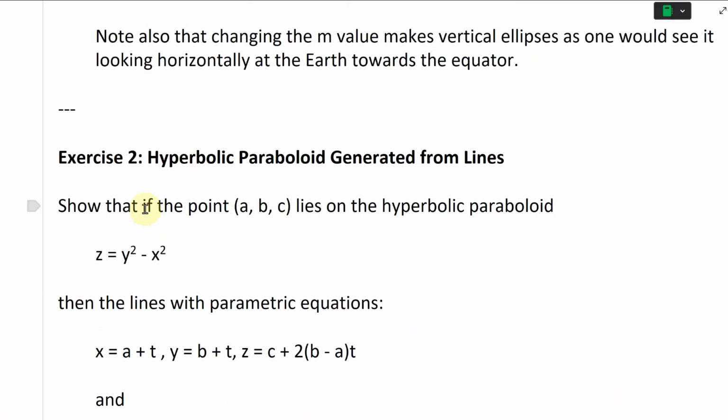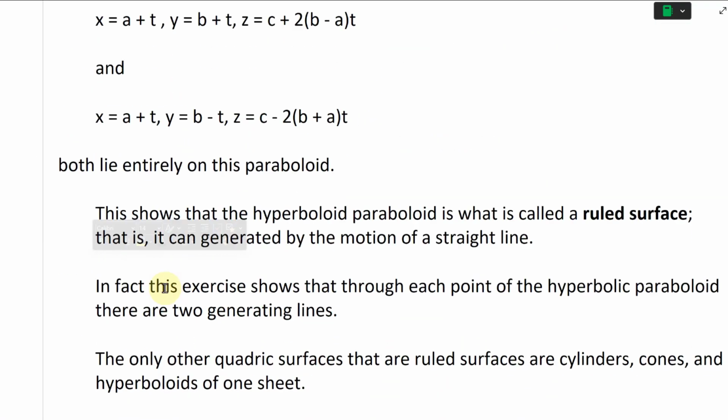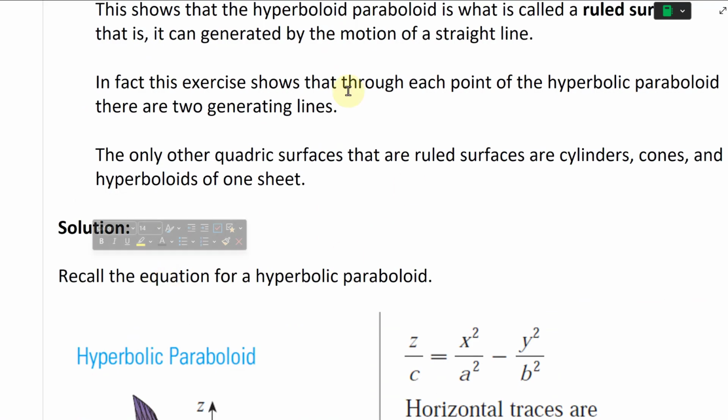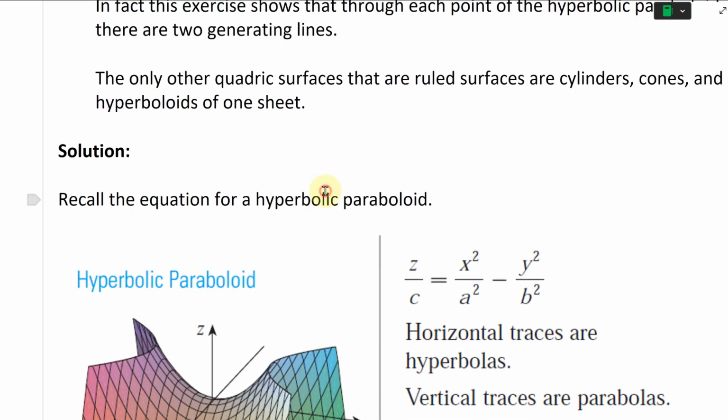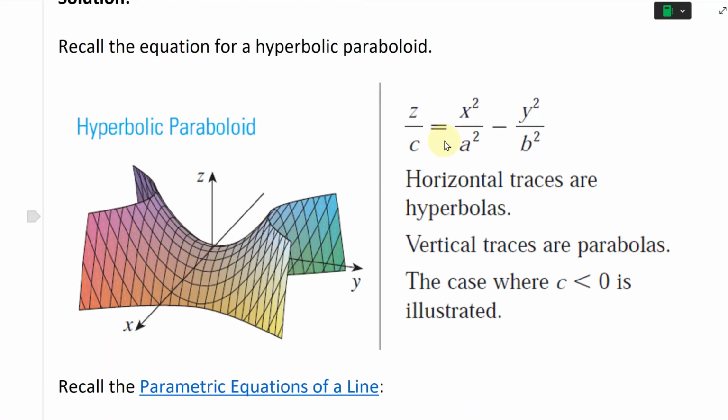Show that this hyperboloid. So again, there's a minus sign. It's the hyperbolic paraboloid. It's a minus sign, and then z is by itself. So let's take a look at that. Solution: recall the equation of a hyperbolic paraboloid. It looks like that saddle. So you have z over c equals x squared divided by a squared minus y squared divided by b squared. And horizontal traces are hyperbolas.